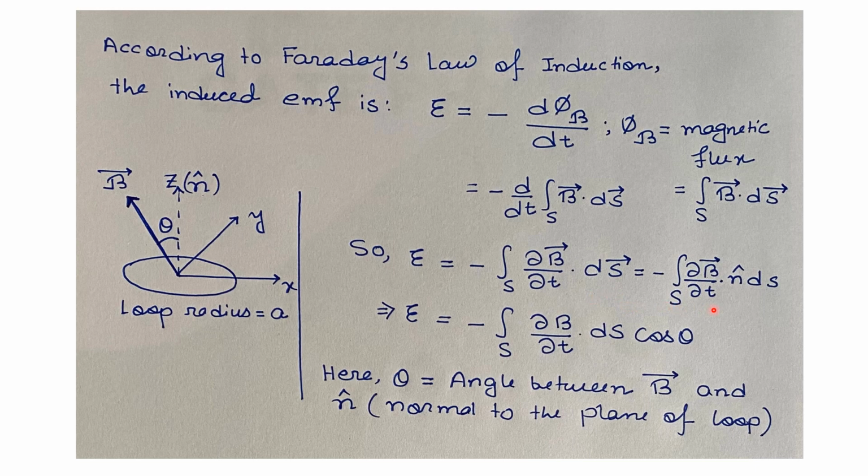Now n cap vector is along the dS vector, so we can write it as minus of the surface integral of del B del t dot product with n cap times dS. So if we write this dot product in terms of the magnitude of these two vectors and the angle between them, then we can write E equals minus of the surface integral of del B del t dS cos theta, where theta is the angle between this B vector and n cap vector.